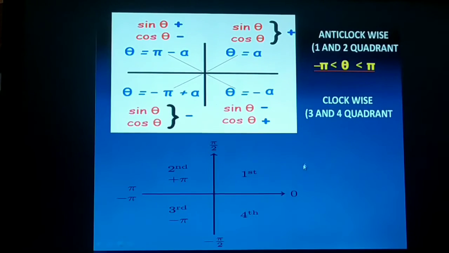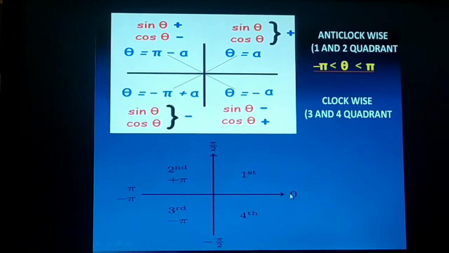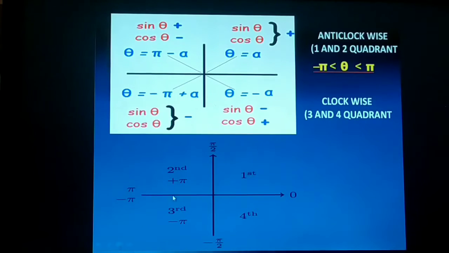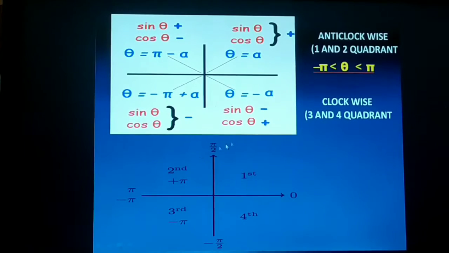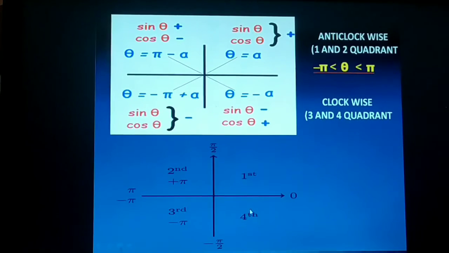Now we move in the anti-clockwise direction: 0, pi by 2, pi and 3 pi by 2. But 3 pi by 2 is not in this region, so we cannot move anti-clockwise in the third quadrant. For that, only in the first and second quadrants do we move anti-clockwise. When the value is in the third or fourth quadrant we have to move clockwise.